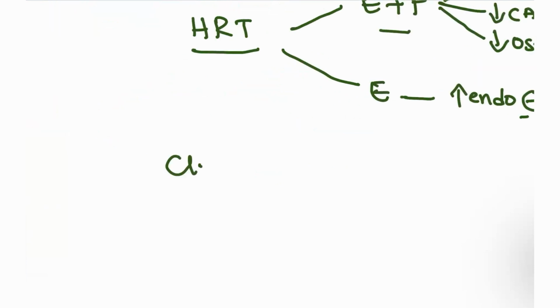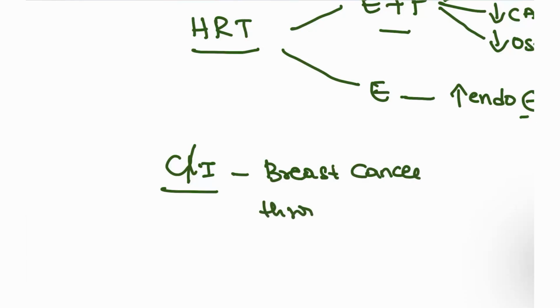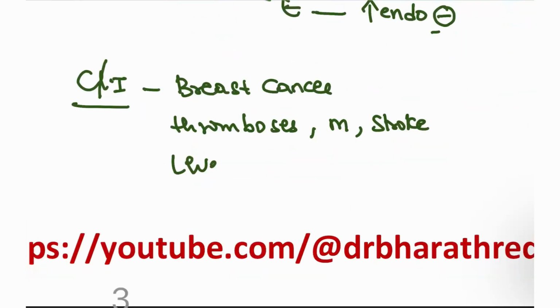Usually it should not be given in the patients who are suffering from breast cancer. Okay, and also those who have the risk of thrombosis, and MI patients, stroke patients, all the bleeding disorders or active liver disease. So in these patients, we are not going to give this therapy, right? And in migraine condition also, we are not going to give. These are the contraindications for the hormonal replacement therapy.